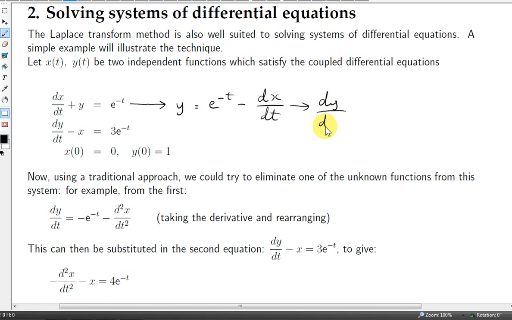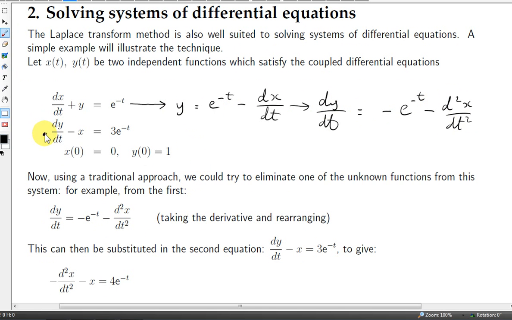So if we differentiate the left hand side with respect to time, we get dy/dt. Differentiating e to the minus t, well, if we differentiate e to the something, we get it back, multiplied by the derivative of the power. The derivative of minus t is minus 1. Then we take the derivative of dx/dt. Well, that's just the second derivative of x with respect to time. So that's what we have here.